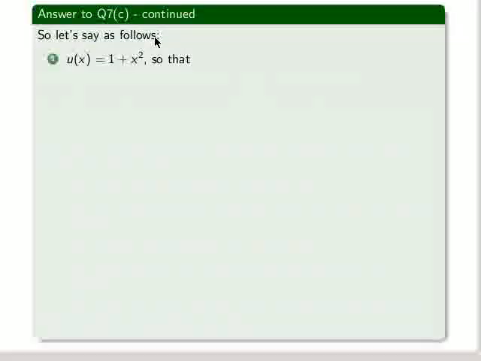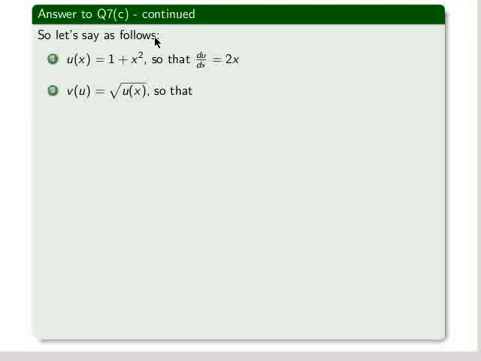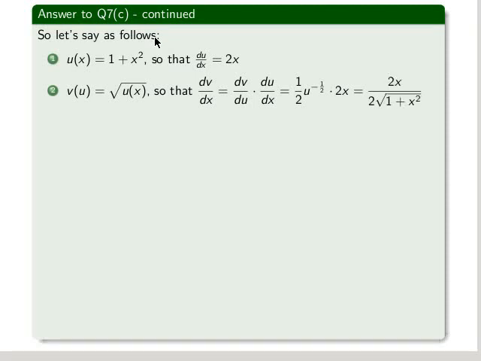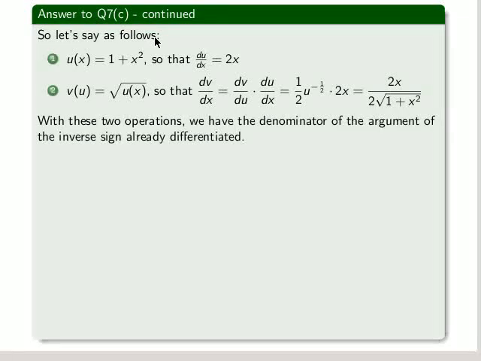So let u of x equal 1 plus x squared, so that when we differentiate with respect to x, we just get 2x. Then we let v depend on u and say that it's the square root of u, so that we can apply the chain rule here, where we've already got du dx in our first point. So dv du then is a half times u to the power of minus a half, and then we multiply by du dx, which is 2x, and so we get 2x all over 2 times the square root of 1 plus x squared.